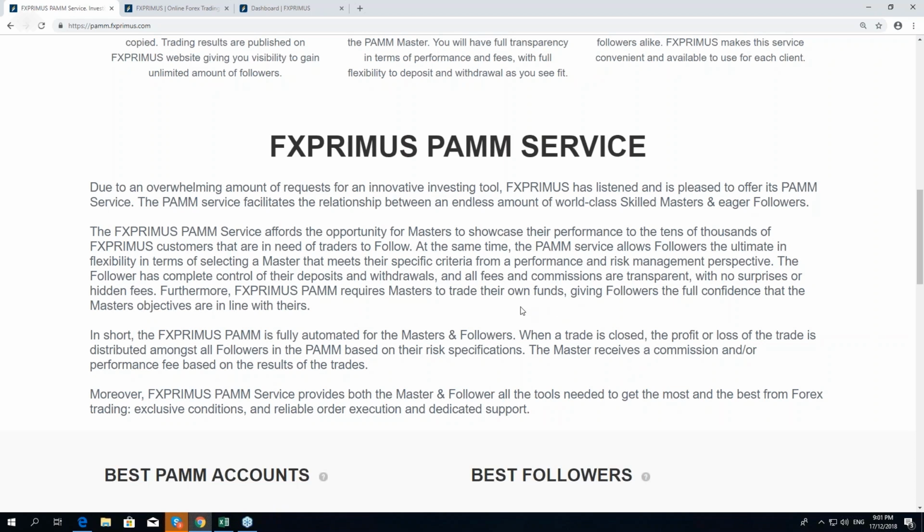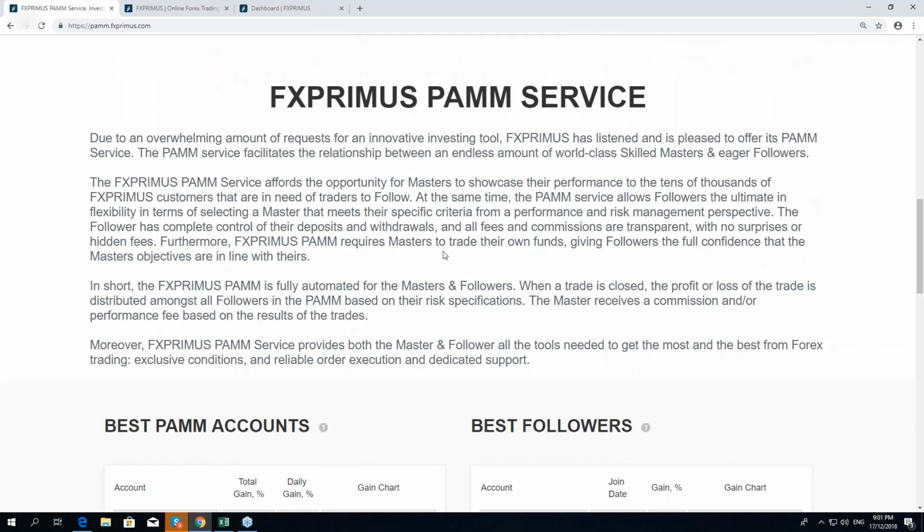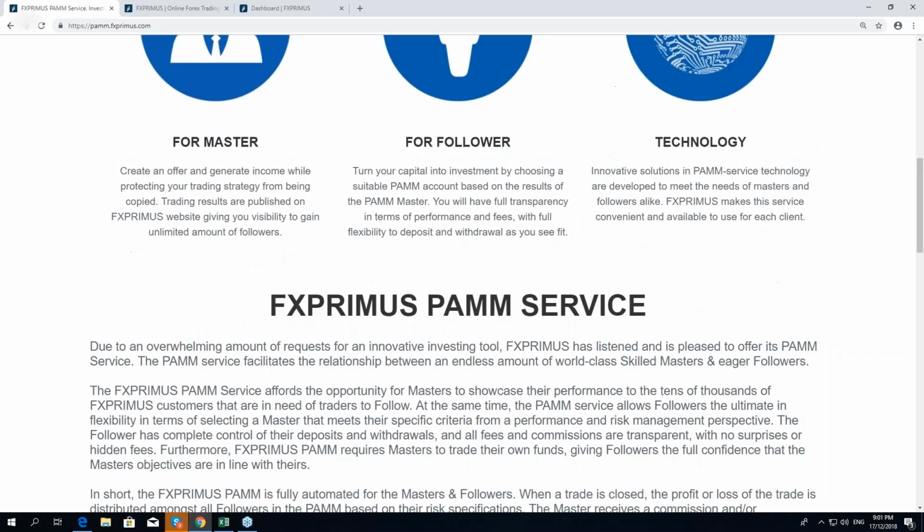Of course, using the PAMM system, the masters are actually trading their own funds also, which helps to make sure that the fund managers don't trade recklessly or trade without proper risk management. The PAMM system also automates all the profits, all the losses, and all the profit sharing on a timely basis without delays, either to the master or to the followers. So this is our PAMM website. Please have a look at it.